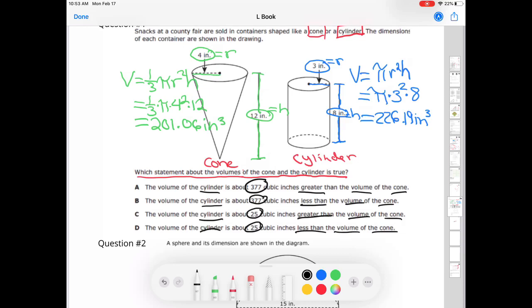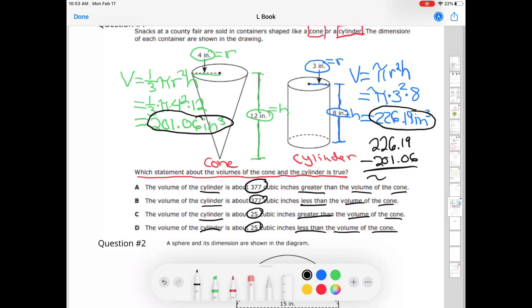Okay, so it looks like from what I'm reading that we're going to be subtracting the cone and the cylinder. So we're going to take this value up here and this value right here, and we're going to subtract the 2. So let's go ahead and do that. So we take 226.19 minus 201.06. Now these are approximations. You're going to get approximately 25 as your answer.